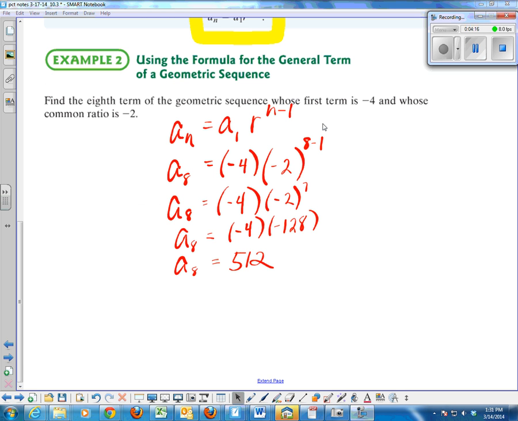So I wrote the formula. A sub 8, or the 8th term, is what we're looking for. The first term is negative 4. The common ratio is negative 2. And then the n minus 1 here is 8 minus 1. So that gives us negative 4 times negative 2 to the 7th. Negative 2 to the 7th is negative 128 times negative 4 is 512. Go ahead and turn to the next page.